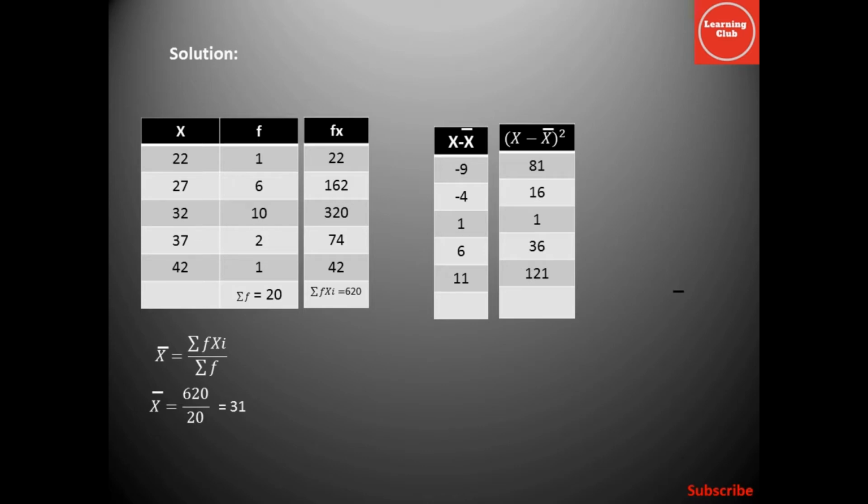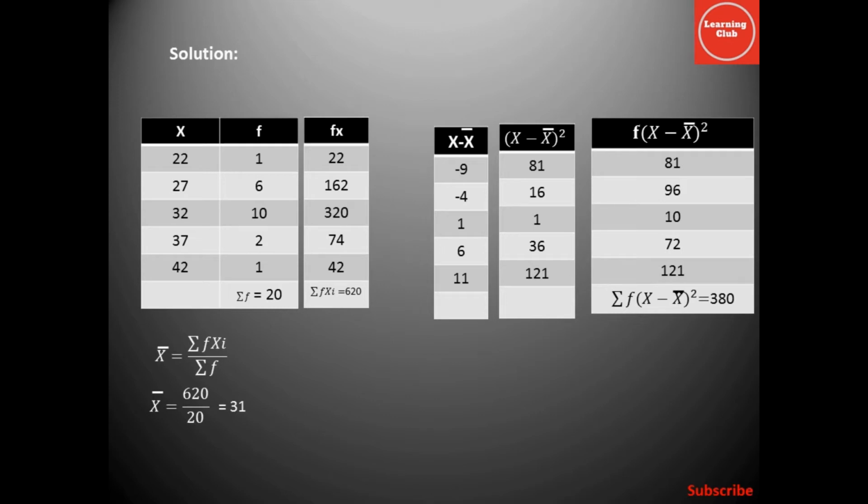Minus 9 square turned out 81, minus 4 square, answer 16, 1 square is equal to 1, 6 square is equal to 36, and 11 square is equal to 121. Now we have to multiply this column, column number 5, with the frequency column. So we will get 81 multiply 1 is equal to 81, 16 multiply 6 is equal to 96, 1 multiply 10 is equal to 10, 36 multiply 2 is equal to 72, and 1 multiply 121 is equal to 121. The sum of this column is 380.